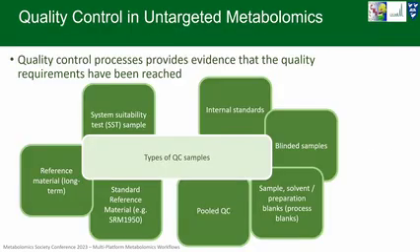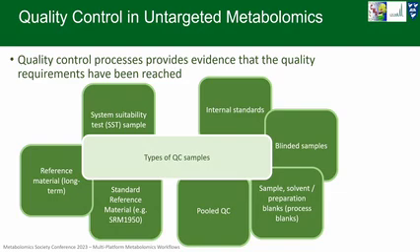So now I'll move on to the quality control side of untargeted metabolomics. And what quality control is doing is providing us with the evidence that the quality requirements have been reached. Now, we can use a variety of types of quality control standard samples to do this.